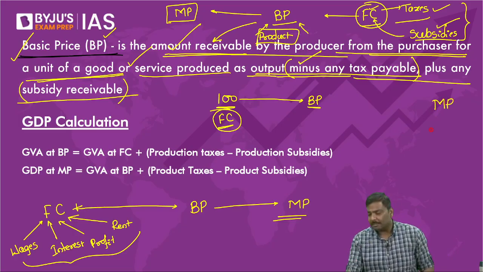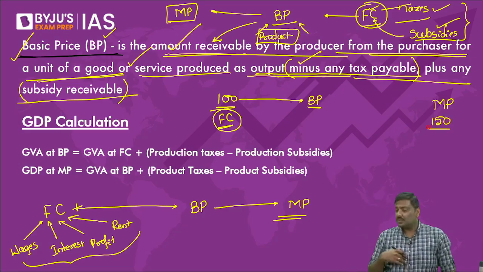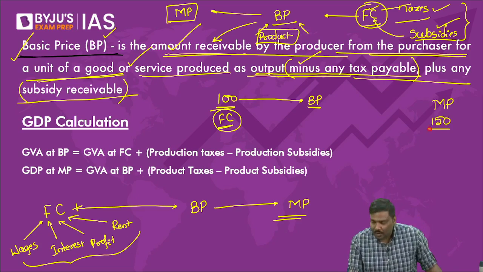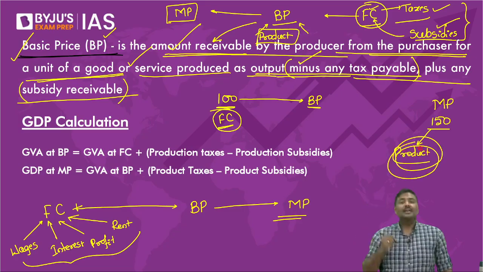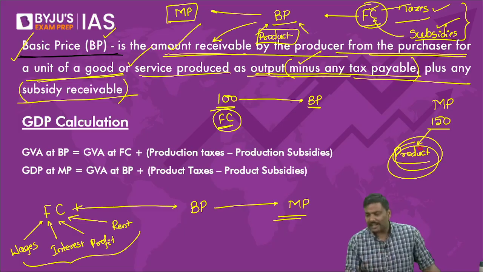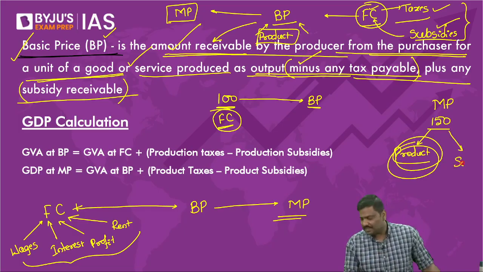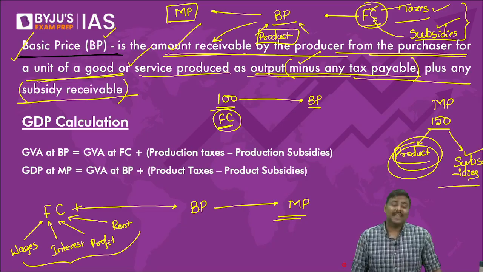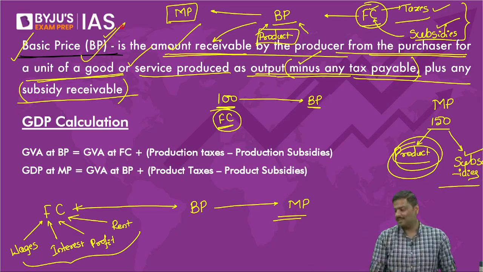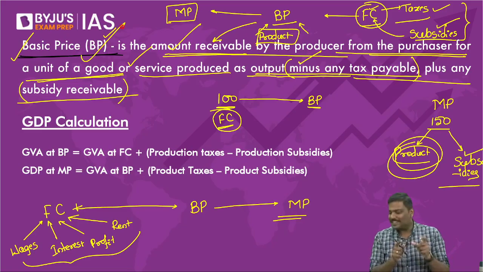Imagine the market price is 150. Now, subtract from this the product tax. Product tax, subtract it and add product subsidies. Is it okay? Subtract from this product tax and product subsidies. That is the basic price. I hope you understand this. That is the basic prices.